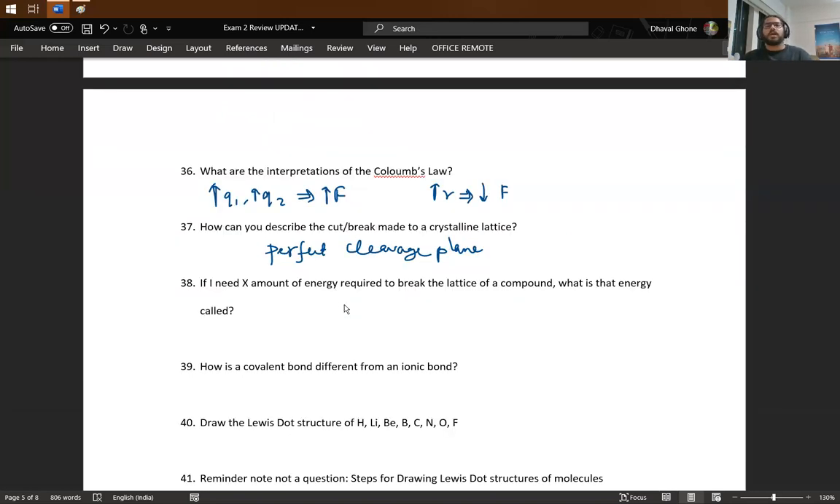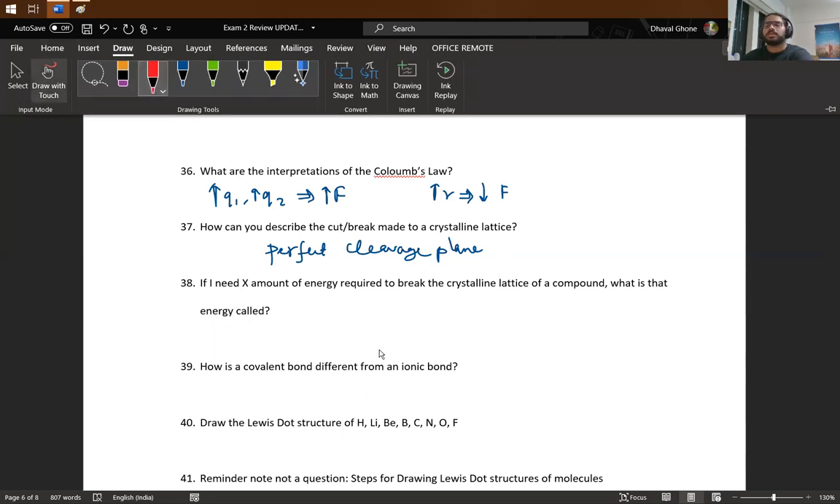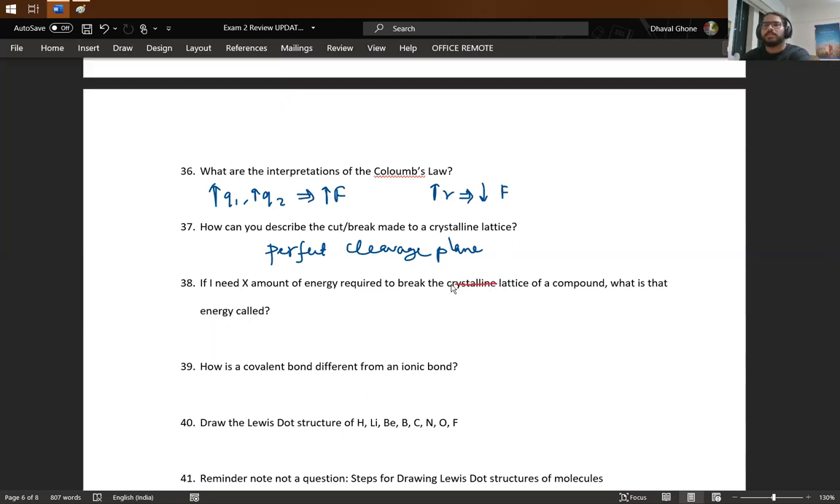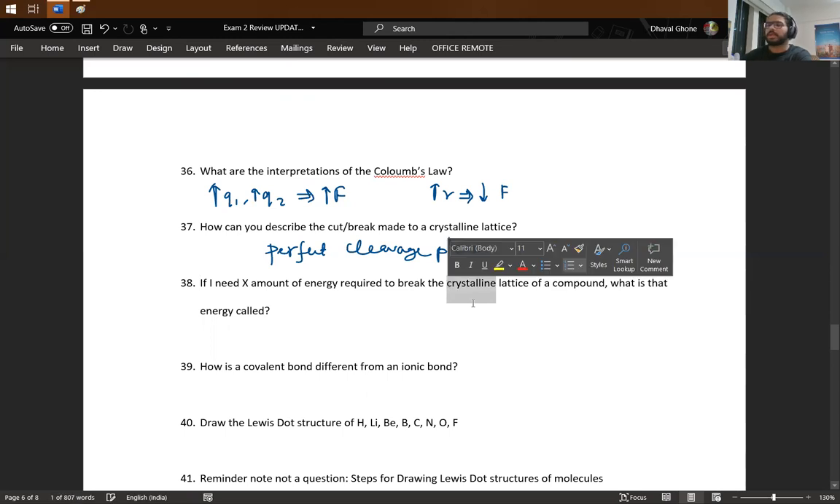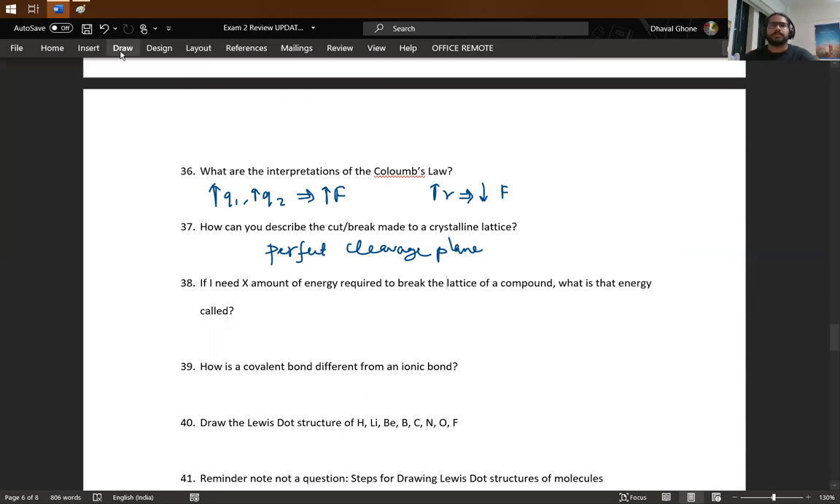Okay. If I need X amount of energy required to break the crystalline lattice of a compound, what is this energy called? Actually, this can be said even for any kind of lattice. So I'm just going to say if I need energy to break a lattice, any lattice is fine, what is the energy called?